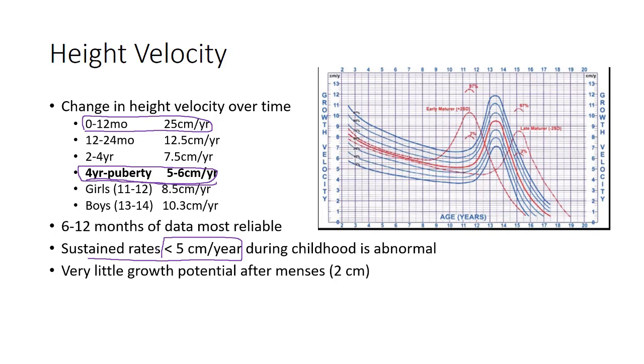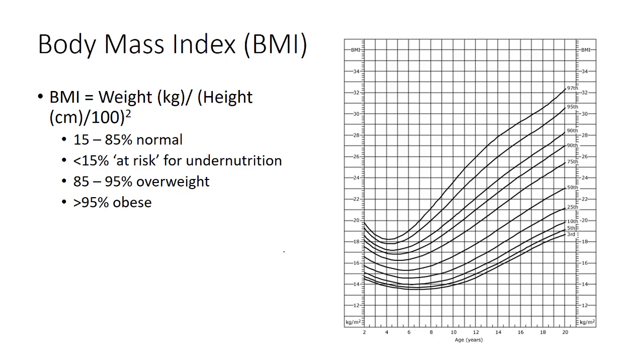And of course, there's very little growth potential after girls have their menses, only a couple centimeters, and we have to let parents know that. We measure BMI in the same way that adults do. This is the calculation, and we can put them on the curve. And again, we like to inform parents if their child is obese to see if we can do anything to help prevent obesity.